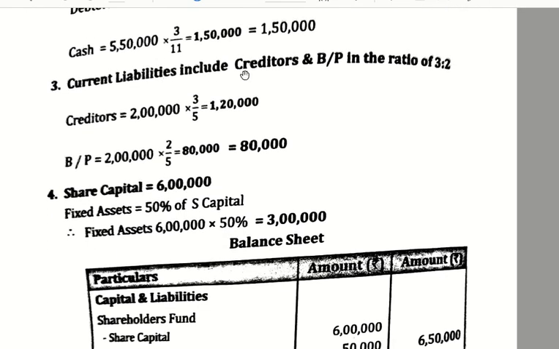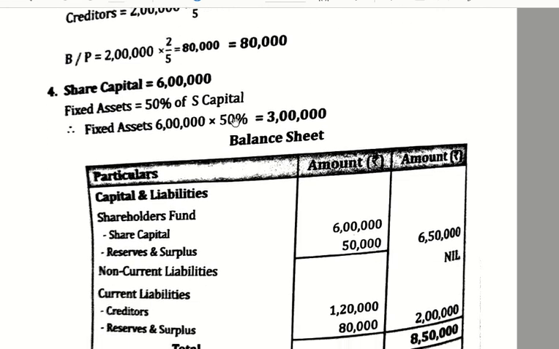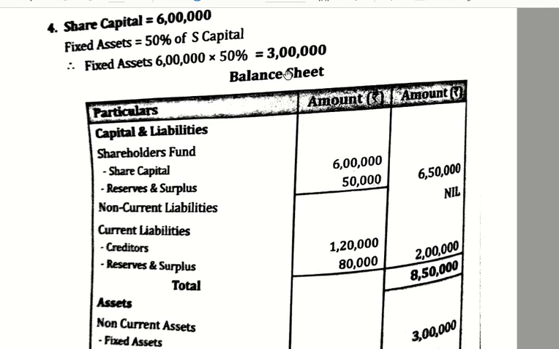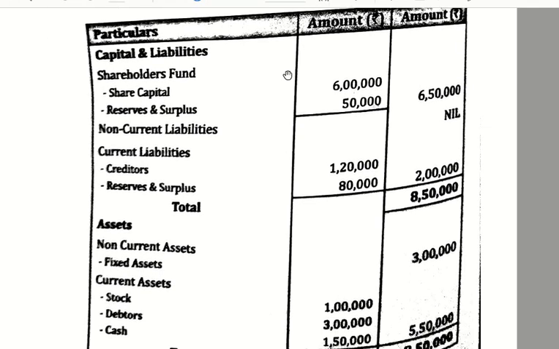And current liabilities include creditors and bills payable in the ratio of 3:2. So apart from these liabilities, we don't have any other liabilities. So we have a current liability amount. If you distribute in the ratio, we get creditors to be 1,20,000, bills payable to be 80,000. Now we have a share capital of 6 lakhs. Fixed asset is 50% of share capital. Fixed asset is 6 lakhs into 50%, which is 3 lakhs.